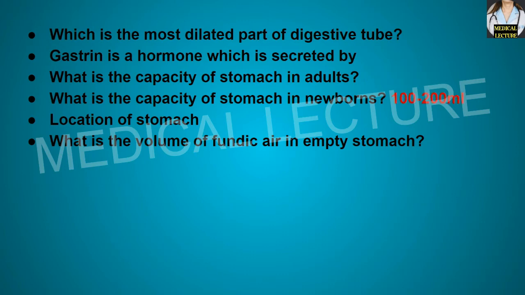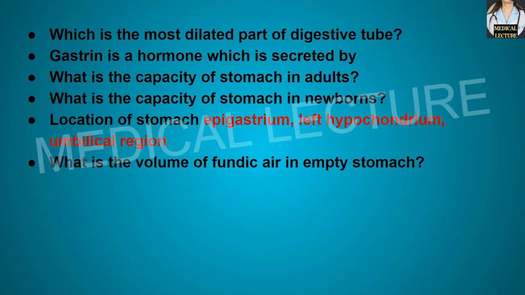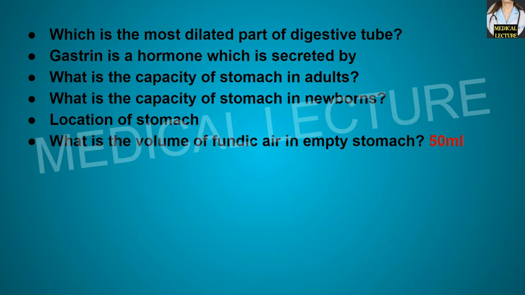What is the location of the stomach? So it is present in the epigastrium, left hypochondrium and the umbilical region. What is the volume of the fundic air in the empty stomach? So it is about 50 ml.